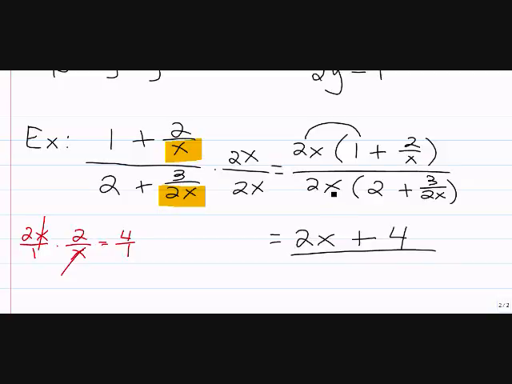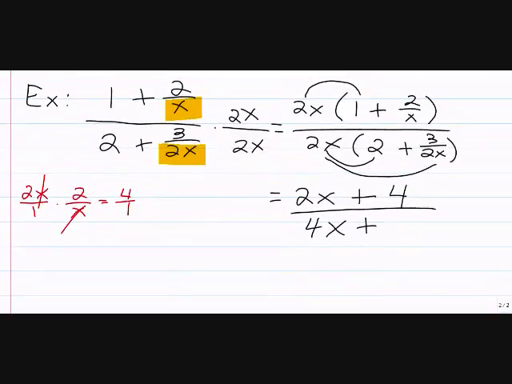Over 2x times 2 is 4x, plus, let me do my other multiplication as a little sidebar again. I'll do this one in purple. 2x over 1 times 3 over 2x. 2 over 2, that's 1. Cancel. x over x, that's just 1. Cancel. So I get 3 over 1, which is just plain old 3.